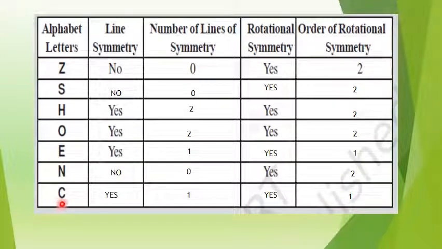Next is letter C. Does it have line symmetry? Yes, the horizontal line symmetry is there. And the number of line symmetry is 1. And what about the rotational symmetry? Yes, the letter C has rotational symmetry. So what is the order of rotational symmetry of C? That is 1. That means if we turn the letter C, it looks exactly like the original letter only one time. So the order of rotational symmetry of C is 1.